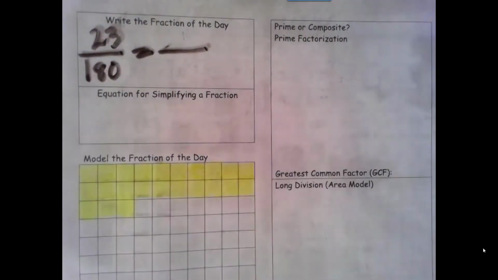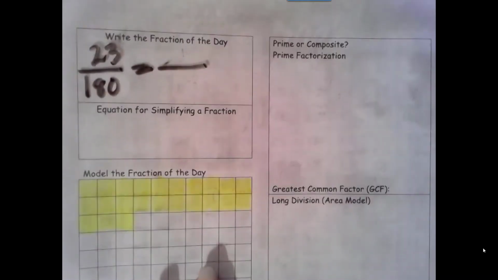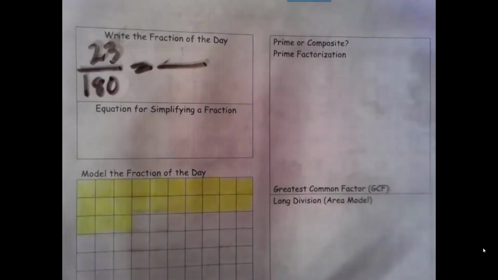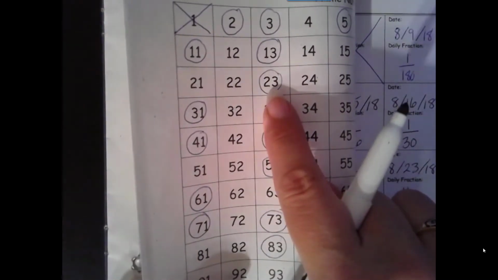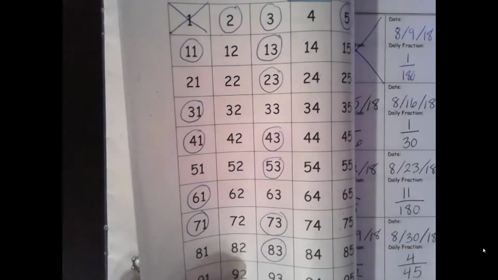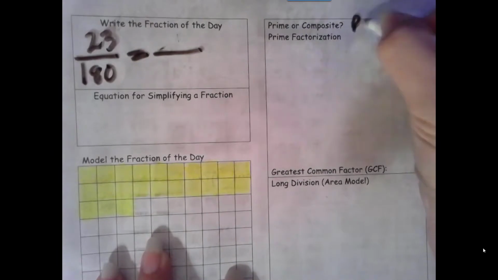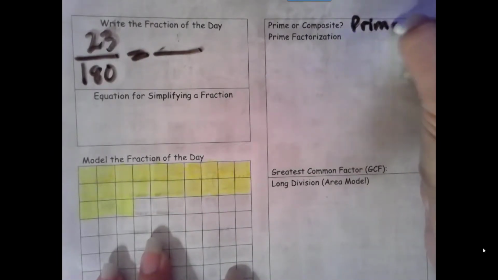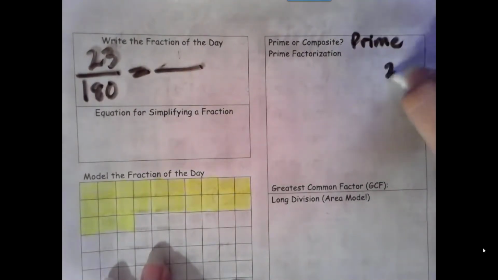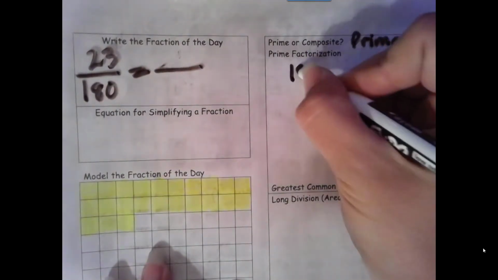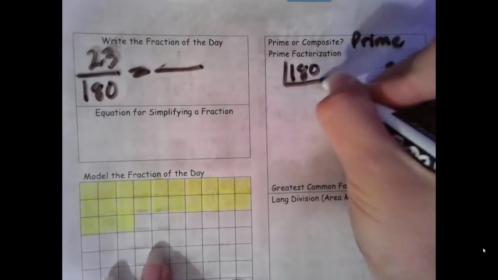So first we want to think, is our numerator 23 prime or composite? Well, it's not even, so it has a better chance of being prime. We look at our prime number sieve, and yes, 23 is prime. It only has two factors, one and the number itself. So if we want to do our prime factorization, the only prime number that would work is 23, so that one's done. We only have to do the prime factorization for our denominator.